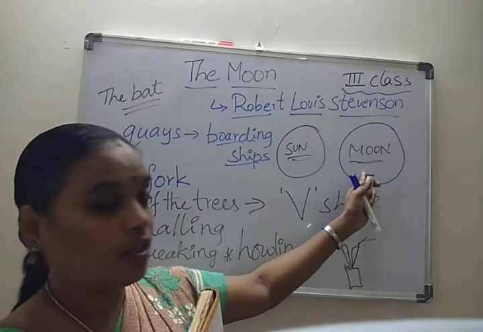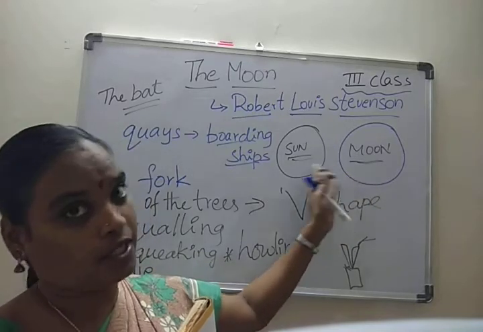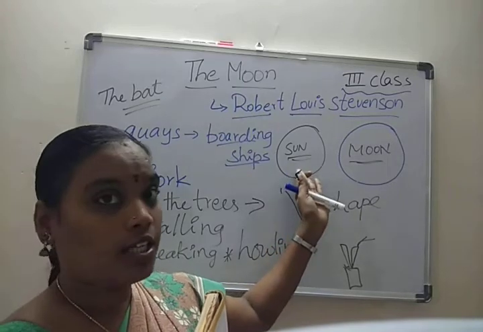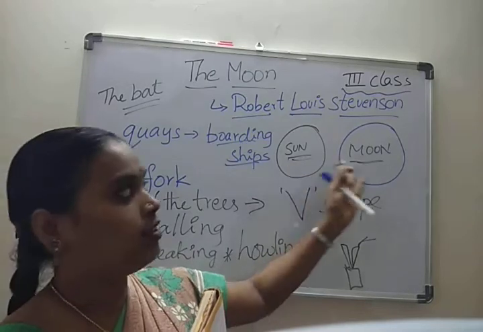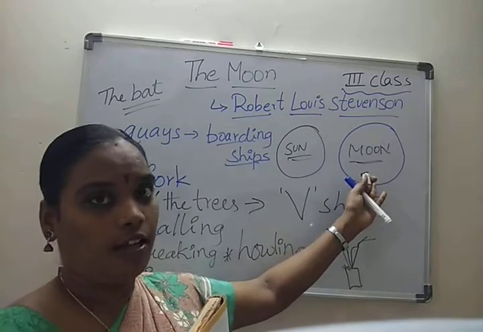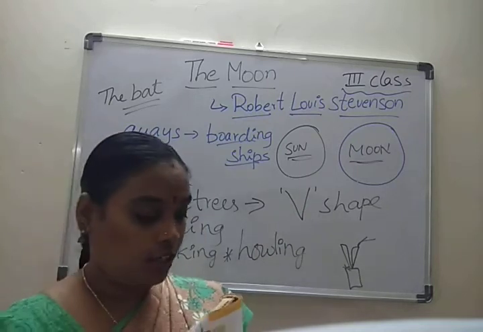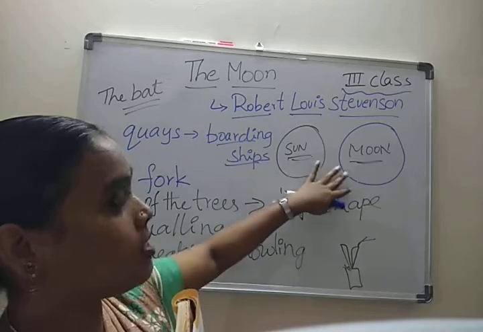Now the moon, how is it like? It changes its shapes, but the sun doesn't change. Okay, it gives energy, it gives light. It rises in the morning, and the moon rises in the night. This is about the moon. Can you read again? Yes, children. We are going through sun and moon, that is the moon.